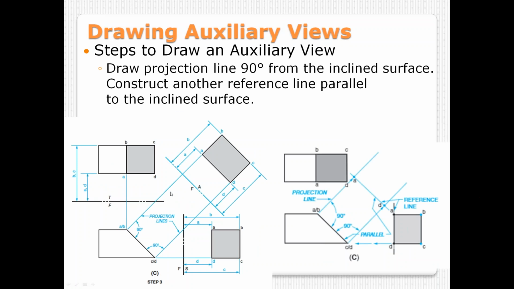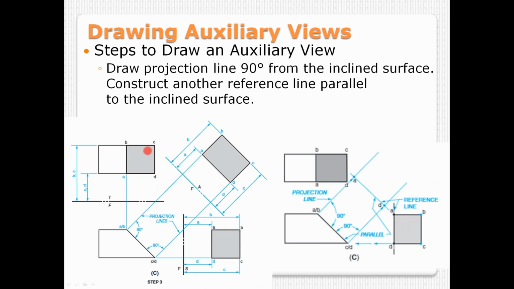Once you have all these reference lines drawn, draw a projection line 90 degrees from the inclined surface, and then construct another reference line parallel to the inclined surface. So from the inclined surface, draw one perpendicular to the inclined surface, 90 degrees. Same thing, draw another 90 degrees, and construct another reference line parallel to the inclined surface. So this is your inclined surface. Draw another line parallel to the inclined surface.